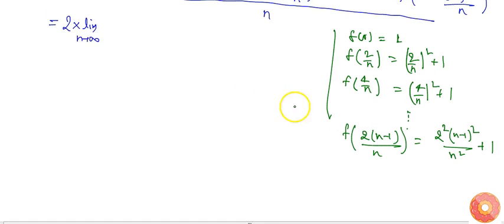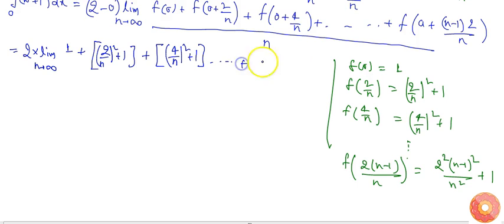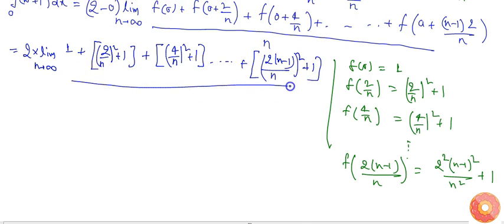So if I put all the values in the integration, I get 2 into the limit as n tends to infinity of [f(0) is 1, so 1 plus (2 by n) whole square plus 1, f(2 by n) plus f(4 by n), which will be (4 by n) whole square plus 1, up to the last term f(2(n minus 1) by n), so it will be (2(n minus 1) by n) whole square plus 1] by n.